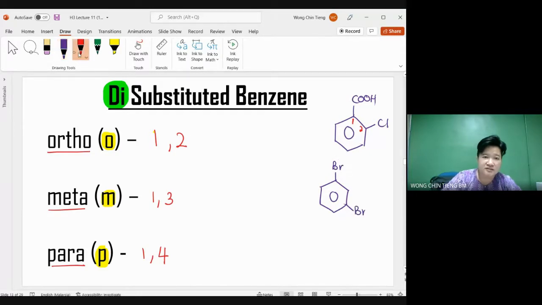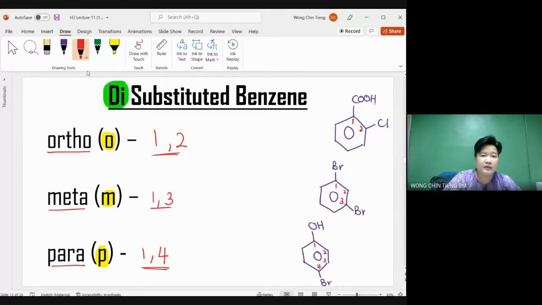Duduk kat position 1, 3. Nampak tak? Alright, apa maksud 1, 4? 1, 4 bermakna dia duduk di tempat 1, dia duduk di tempat 4. So saya ada OH, katakan saya ada OH, saya boleh ada Br, sorry. So kamu nampak position 1, 2, 3, 4. So that is what we mean by 1, 4, 1, 3, 1, 2.